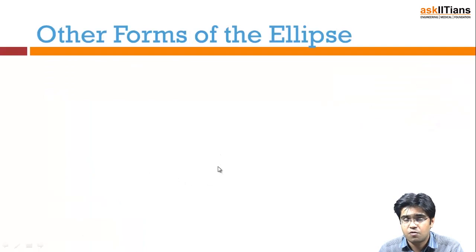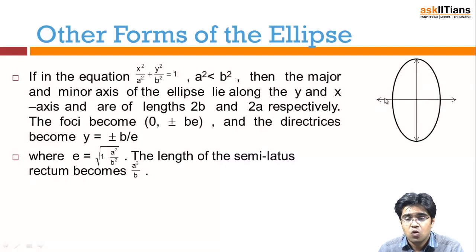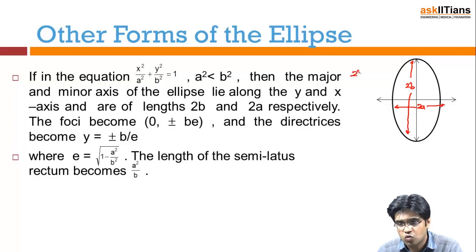Let's move to the other form of ellipse. You could have seen that this ellipse was a kind of horizontal because its major axis was the x-axis. What about if the ellipse's major axis is vertical, like this? The equation remains the same. The only difference is that now this length 2b, from here to here, will be greater than this length 2a. That means 2b is greater than 2a, or you can say that b square is greater than a square.